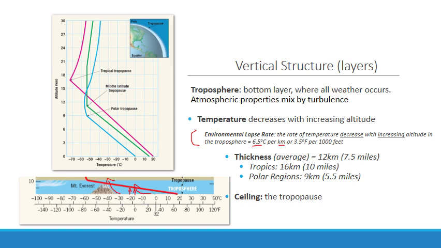Here is the lapse rate in English units. So every 1,000 feet you climb in the atmosphere, you can expect the temperature to decrease about 3.5 degrees Fahrenheit. This is the normal environmental lapse rate. And I want to emphasize, though, that it's not really a constant value.